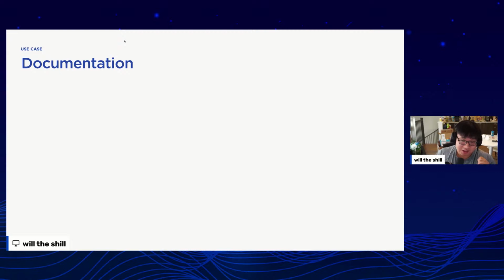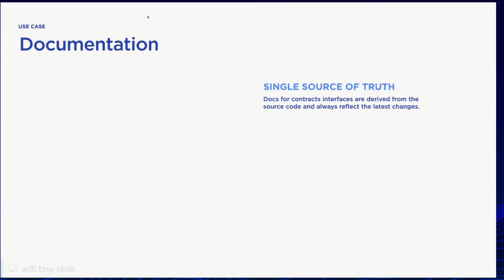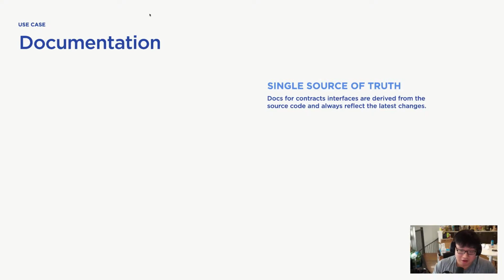So with automated documentation, what do we get? First of all, we get a single source of truth because documentation for the contracts can be derived from the source code and then always reflect the latest changes. So the documentation is always kept in sync despite being under constant development.